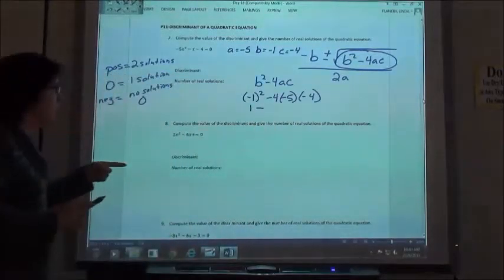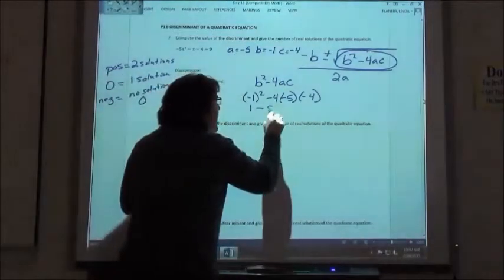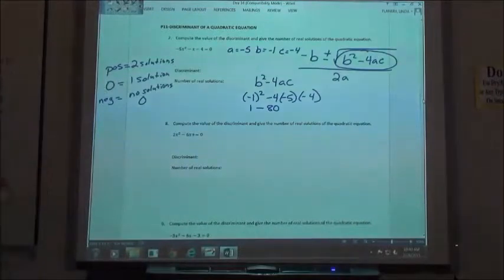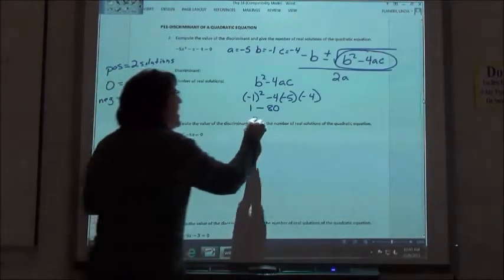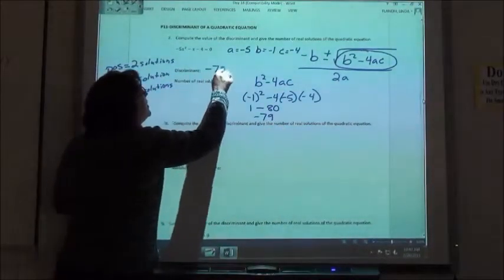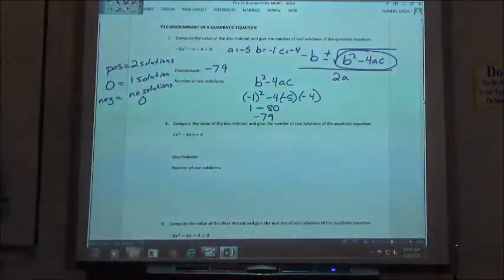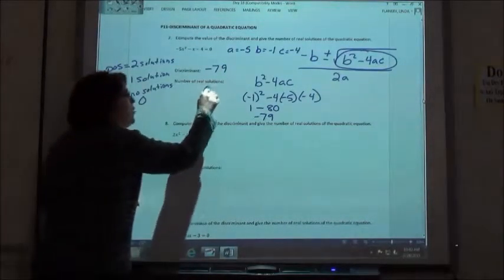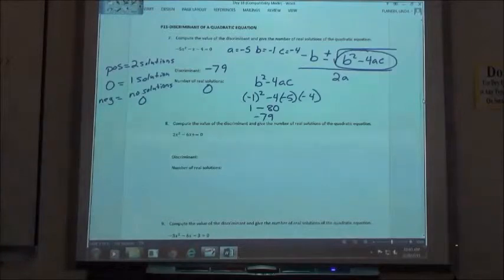4 times 5 is 20. 20 times 4 is 80. Or use your calculator. 1 minus 80 is negative 79. So the value of my discriminant, I'm going to type in negative 79. How many real number solutions do I get? I don't get any, because I can't do the square root of a negative number. I get an imaginary answer, not a real number answer.